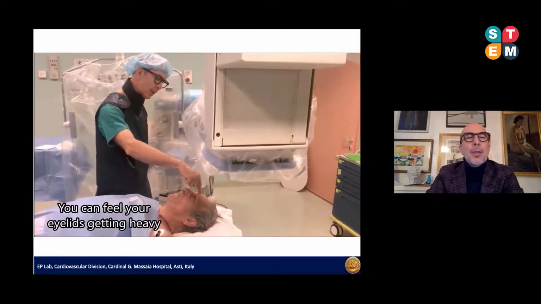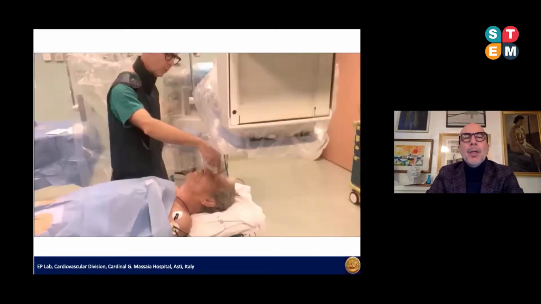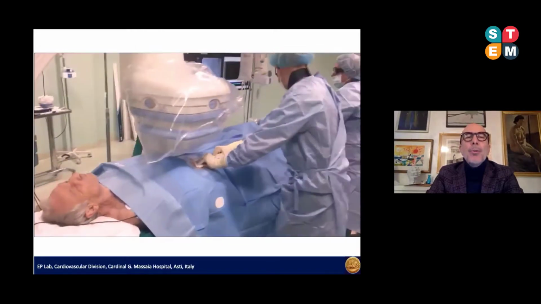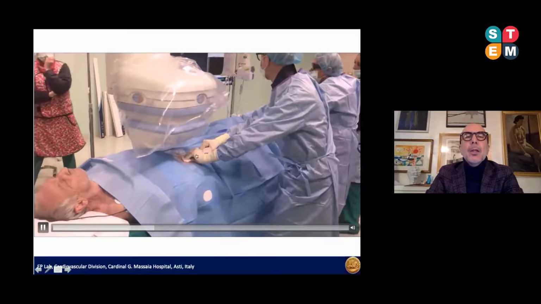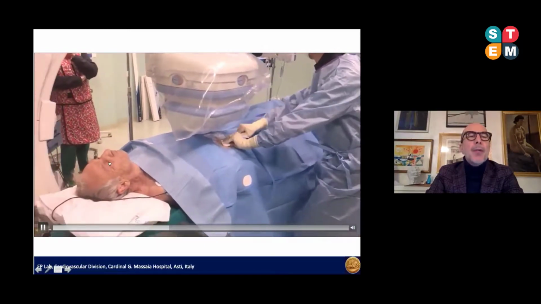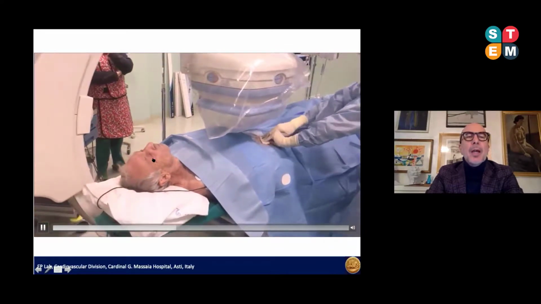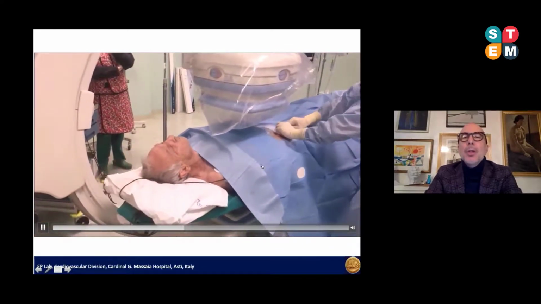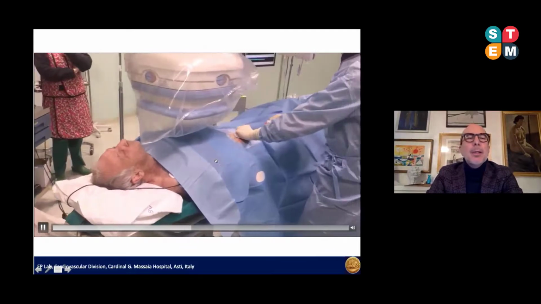And suggesting to the patient that the eyelids are becoming heavier and heavier. And now I'm pushing this introducer into the femoral vein. You see, this is a flutter of the eyes, which is a sign of hypnotic status, without any movement, any other feeling.